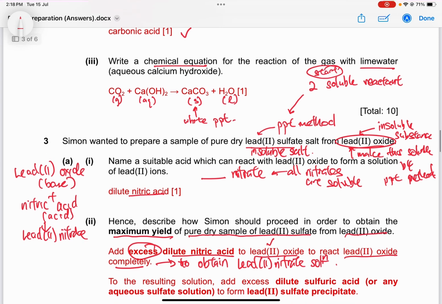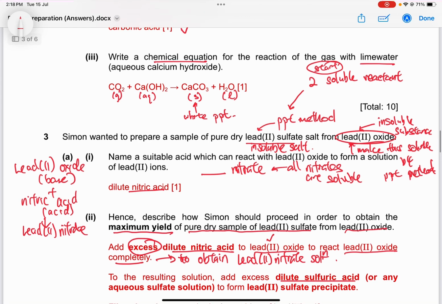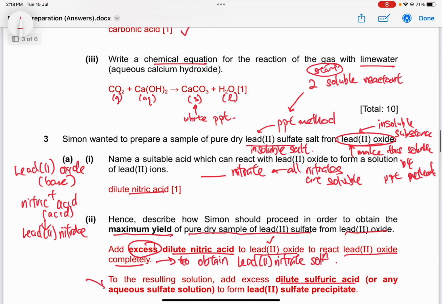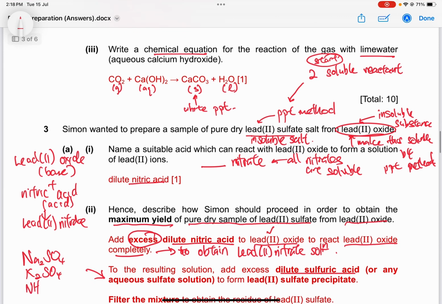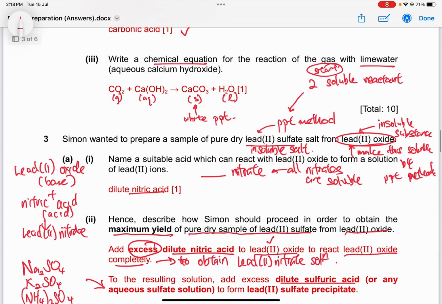Now, to the resulting solution, you're going to add excess dilute sulfuric acid or any aqueous sulfate. So what are the possible aqueous sulfates? You can add sodium sulfate, potassium sulfate, or ammonium sulfate. Either one of these also works. Once you add those, you're going to have your lead(II) sulfate precipitated out.